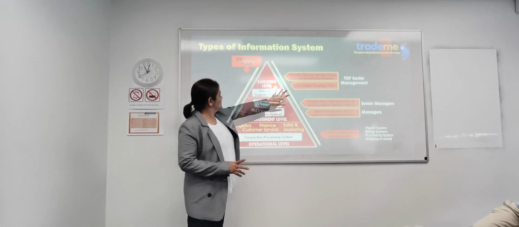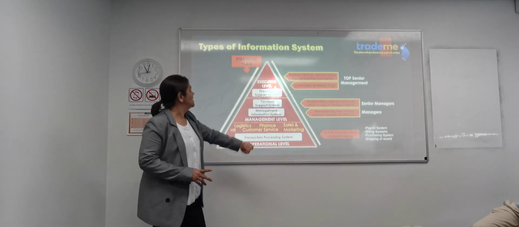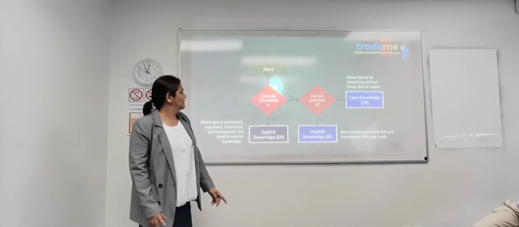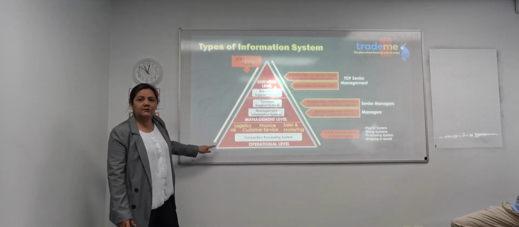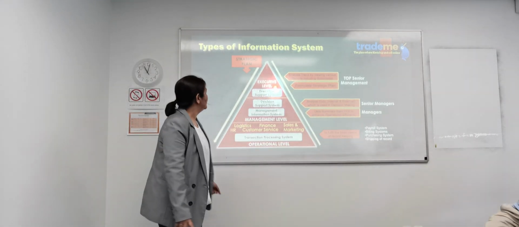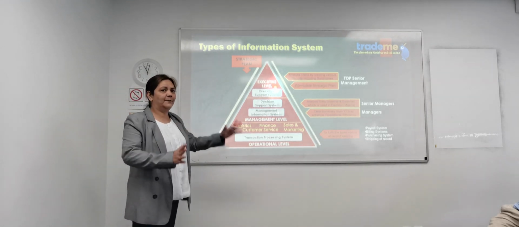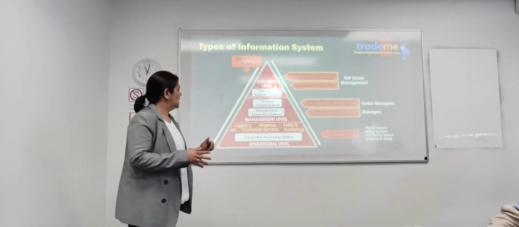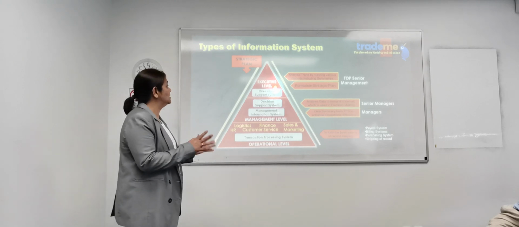After everything has been processed from the operational level up to the executive level, they will be able to make a strategic plan, which goes back down to the operational level for implementation. This is what happens in any organization, especially big organizations like TradeMe, how everything is being done within the organization.